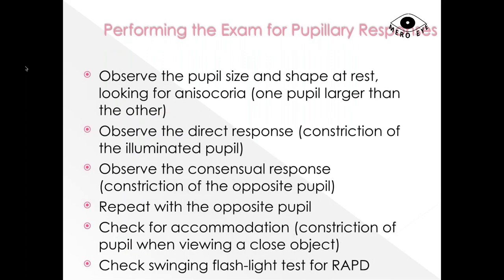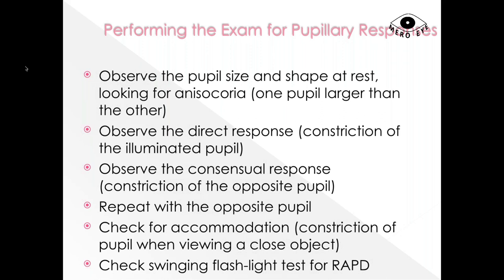Now, after knowing about the different types of pupillary reflexes, we'll learn how to perform a pupillary examination. When performing a pupillary examination, PERRLA is quite helpful. As we have discussed, PERRLA stands for pupils are equal, regular, round, reacting to light and accommodation. So we have to observe the size of the pupil, then the shape, and whether they are equal or not, looking for anisocoria. Anisocoria is a term used when one pupil is larger than the other.